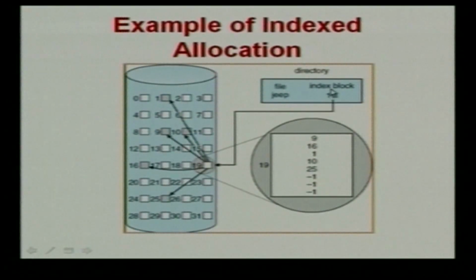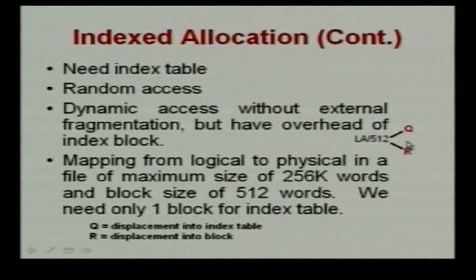For example, here you have index block 19, and this 19 is coming in different locations. It first comes in 9, and then it is stored in 16, then in 1, then in 10, and then in 25. Look at this, it is not at all sequential. Blocks 1, 2, 3, 4, 5, 6 are all spread throughout, and these indicate blocks that were occupied before and have now been deleted. So this is a typical example of index allocation.